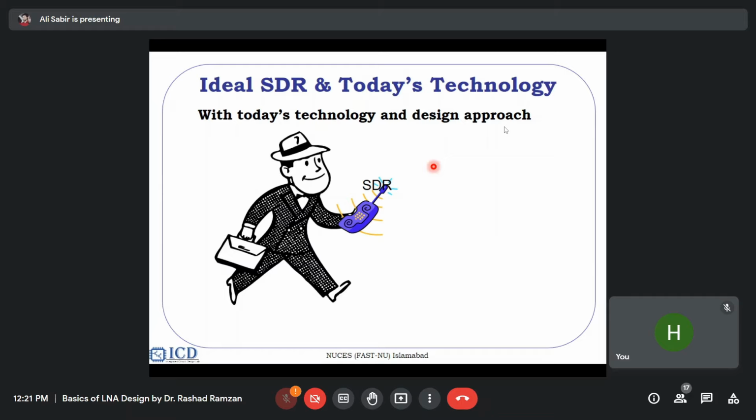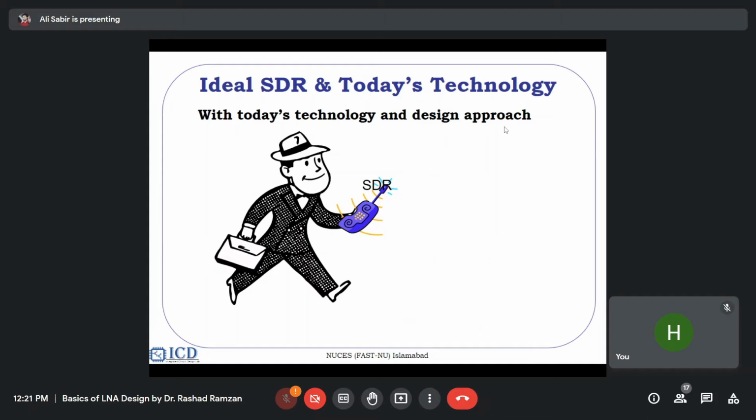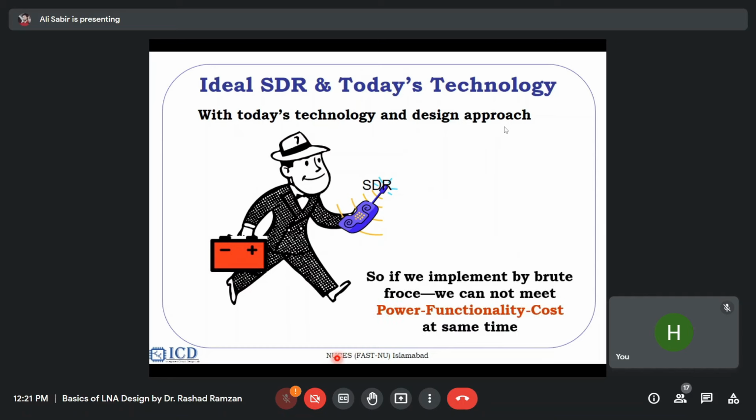But practically, when we try to implement it with today's technology, which is 45 nanometer CMOS or 28 nanometer CMOS, what we see is this software-defined radio here. This guy needs a car battery to carry with him to power this software-defined radio, because at this high sampling rate and with this high resolution, the A to D converter will be consuming a lot of power. So this is not feasible.